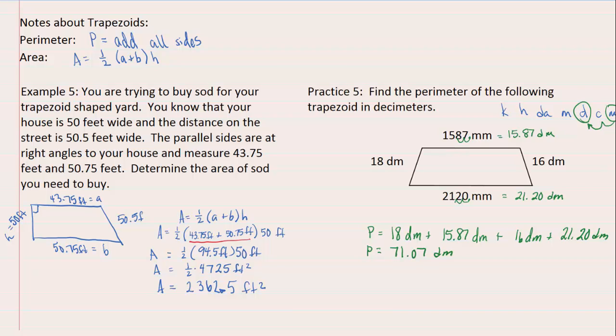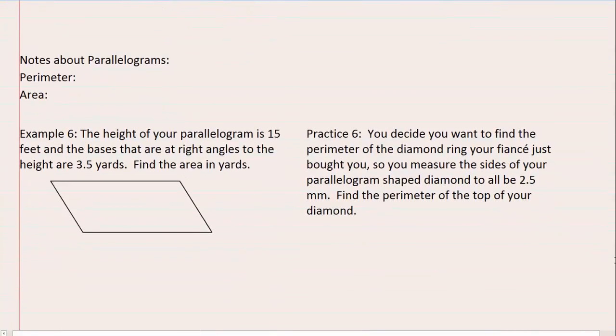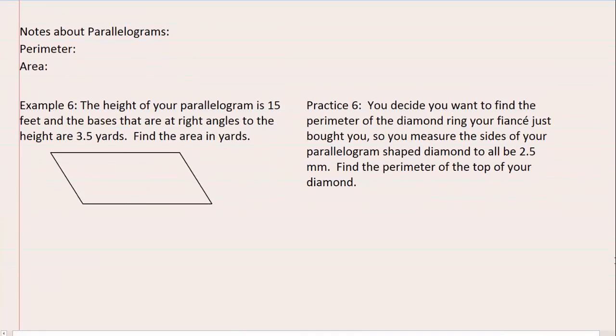Now let's look at our last shape, which is a parallelogram. Let's start out with a little bit of notes on the parallelogram. Just like our other shapes, the perimeter is the distance all the way around the outside edge. So, to find a perimeter, we would simply add up all the sides. But to find the area, we would actually be doing the formula of base times height.